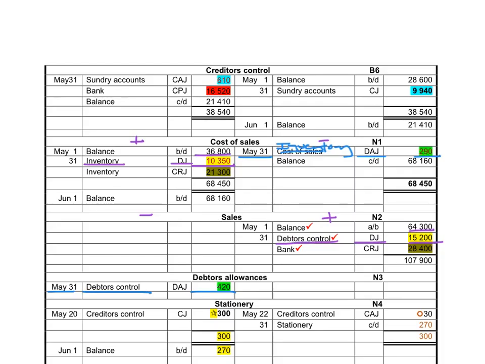The creditors control account is credited to increase the amount on the credit side. Because we're going to debit several accounts on the debit side, we will show that this amount is posted to sundry accounts, different accounts on the debit side.